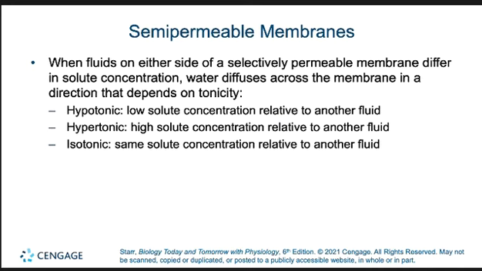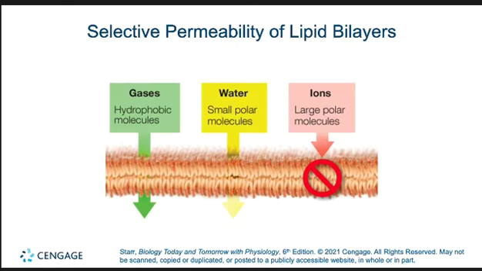All right. So when fluids on either side of a selectively permeable membrane differ in solute concentration, water diffuses across the membrane in a direction that depends on its tonicity, right? Hypotonic solutions have a low solute concentration relative to another fluid. Hypertonic, high solute concentration relative to another fluid, and isotonic have the same solute concentration. Okay, so what we're talking about here is in relationship to a point of reference, right?